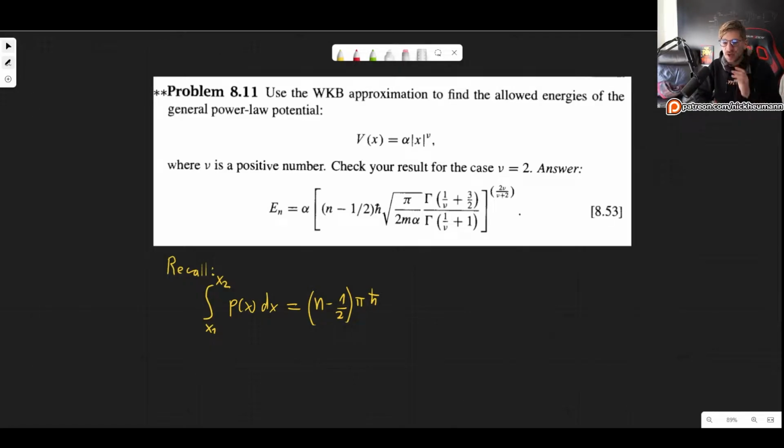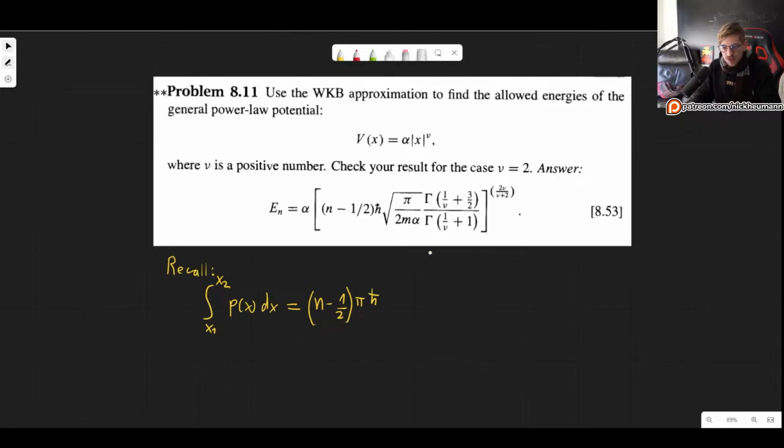Welcome! In this video, I'll show you how to solve problem 8.11 as it appears in the third edition of Griffiths Introduction to Quantum Mechanics. Now, this problem states the following. It says, use the WKB approximation to find the allowed energies of the general power law potential, which is basically some constant alpha times the absolute value of x to the power nu, where nu is a positive number. And then we wish to check the result for the case where nu is equal to 2. And well, this is the answer that we should get.